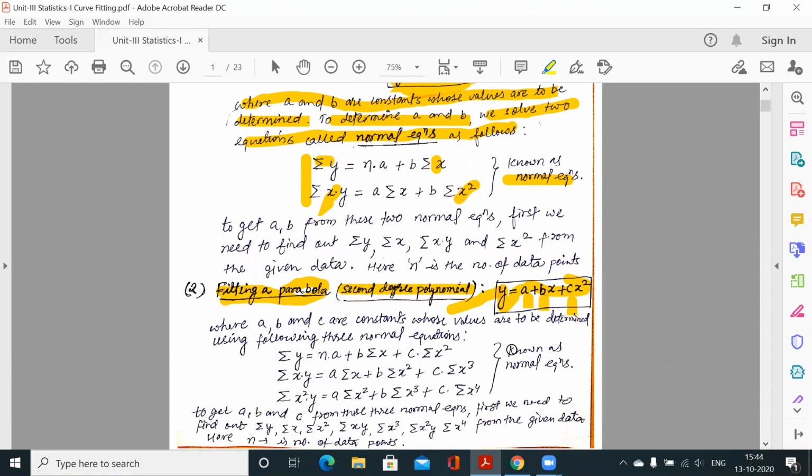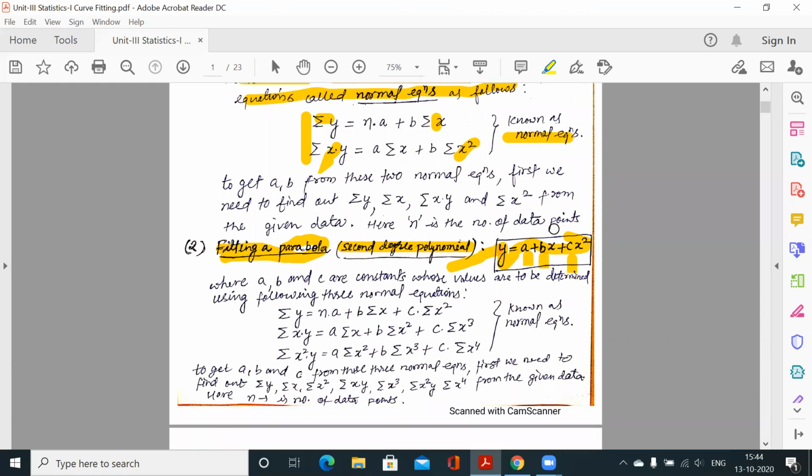So for this we need normal equations, and because we have three arbitrary constants, we need three normal equations. The first is summation y. We have to operate summation here: summation y is equal to summation a plus summation bx plus summation c x square. So summation y is summation y, and summation a, because a is a constant and you are adding a n times.